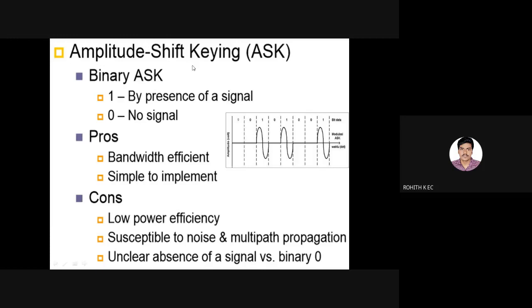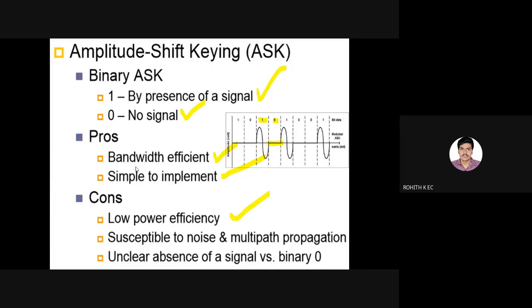Okay. In ASK, we will represent logic 1 by sending the carrier signal. You can see in this diagram, logic 1 is represented by sending the carrier signal, and logic 0 is represented by sending a flat line. So no signal for 0, and for 1 the signal will be present. What are the advantages? Bandwidth efficiency, and it is simple to implement. But there is loss of power, because we are sending a flat line during logic 0, and it is susceptible to noise and multipath propagation. The absence of signal at binary 0 may lead to some sort of noise occurrence, particularly during the logic 0 level.